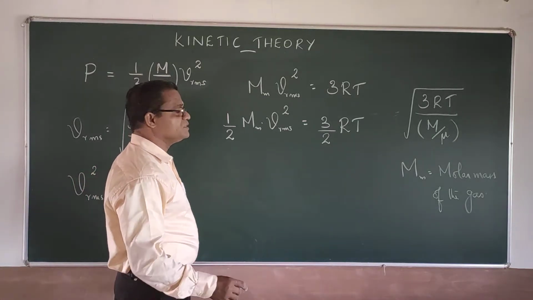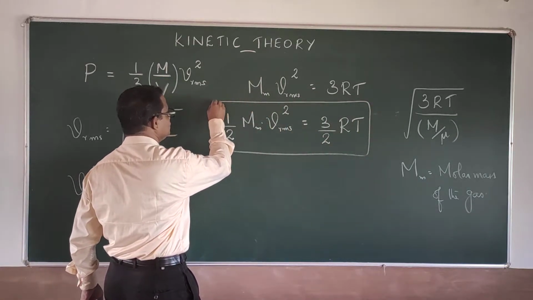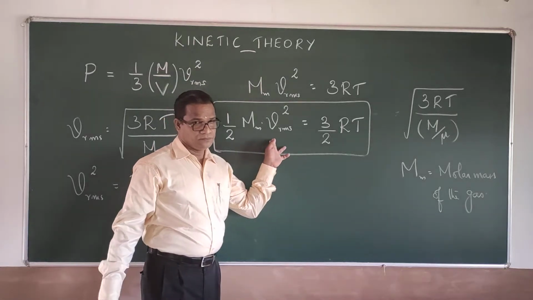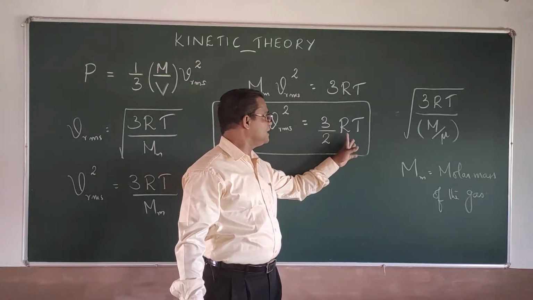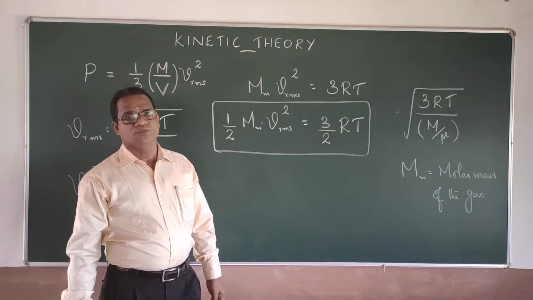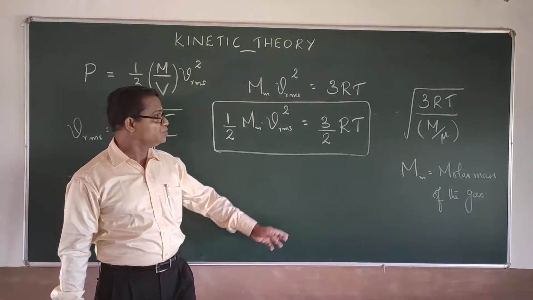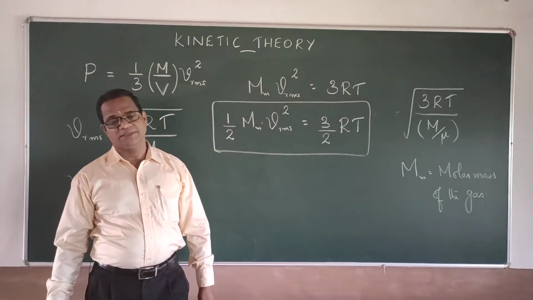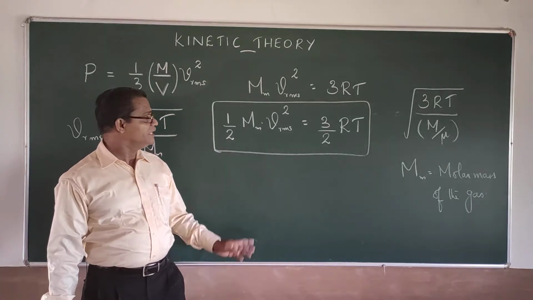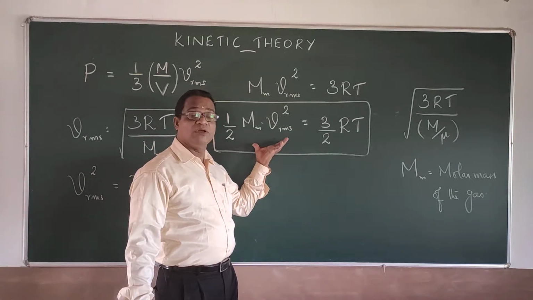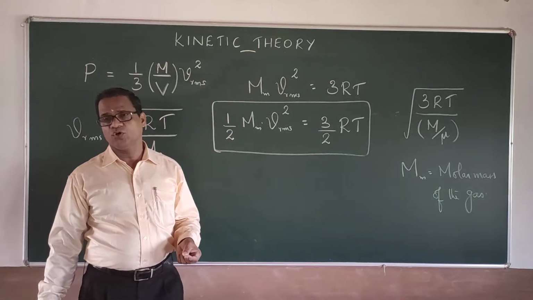So we are getting a very important relation here: the kinetic energy of 1 mole of a gas is equal to 3 by 2 times RT. And we get the statement that the kinetic energy of the gas molecules is directly proportional to the absolute temperature of the gas. Now, this is for 1 mole of the gas, so what is the kinetic energy of 1 molecule of the gas? It's always a question.